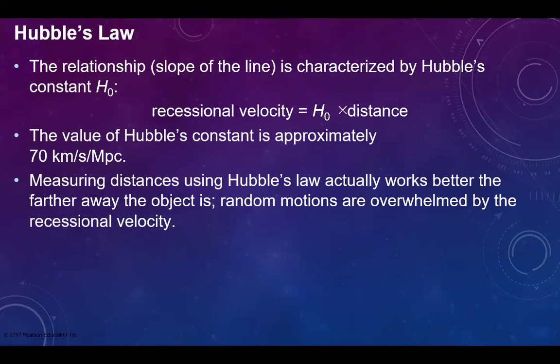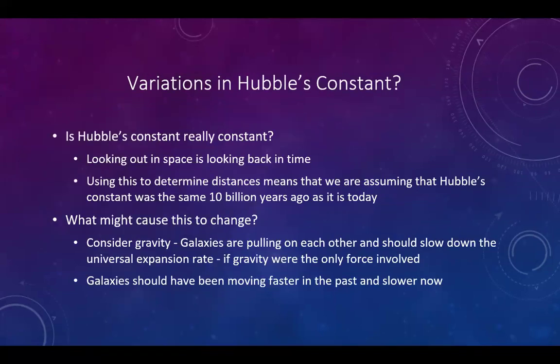And measuring distances using Hubble's law works better the further away the object is, because the random motions forward and back that galaxies have basically get overwhelmed by the recession. So Hubble's law is most useful at the largest distances. And one of the questions people ask is, is Hubble's constant actually constant? Because one of the things is that looking out into space is like looking back into time. And using this to determine distances means that we are assuming Hubble's constant was the same 10 billion years ago as it is today.